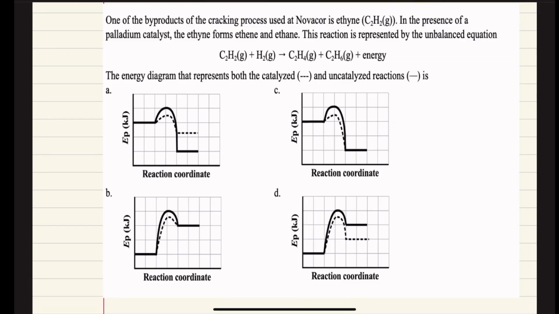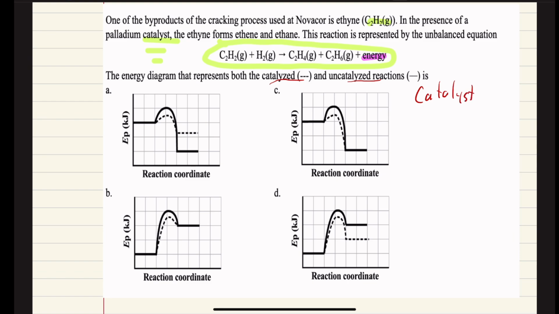So for here, when we're looking at the processes of cracking and oil refining and production, one of the byproducts of a cracking process used at Novacor is ethyne. Okay, so in the presence of a palladium catalyst, that's a key word here, the ethyne forms ethene and ethane. This reaction is represented by the unbalanced reaction here. But I do want to point out that it is an exothermic reaction since the energy is released and written on the product side.